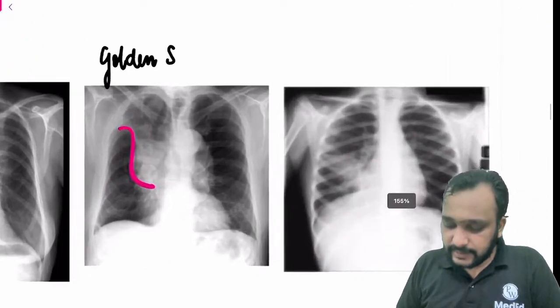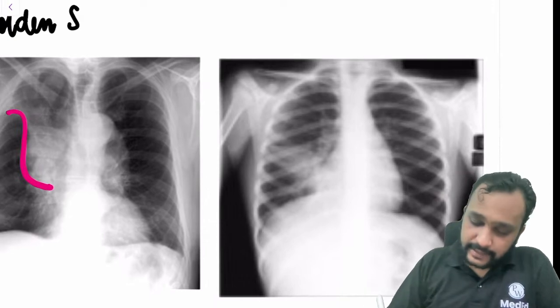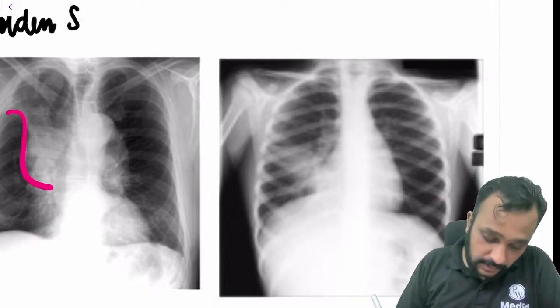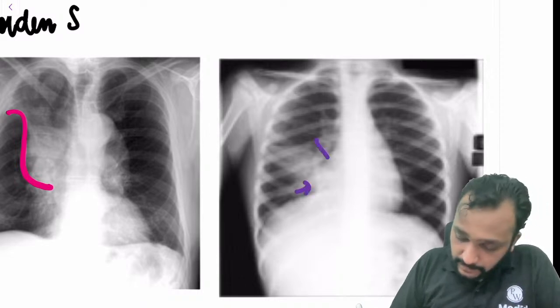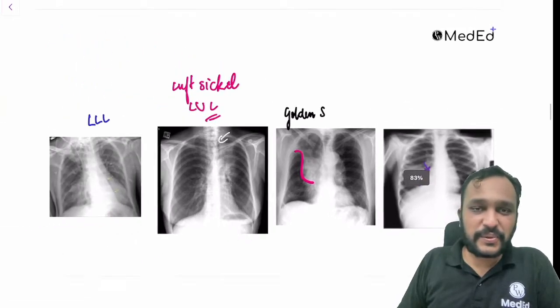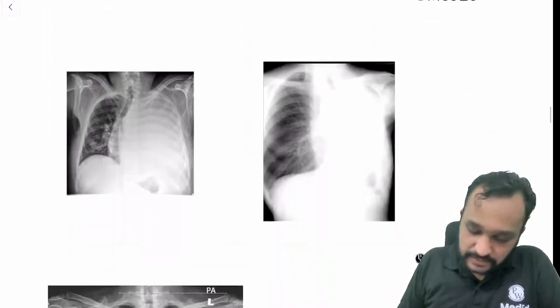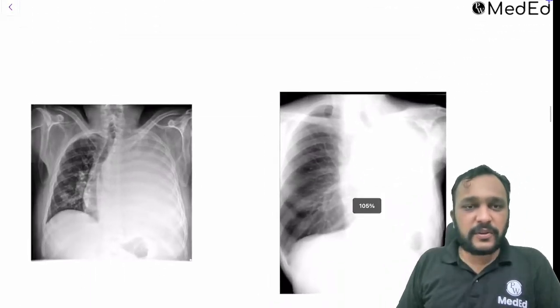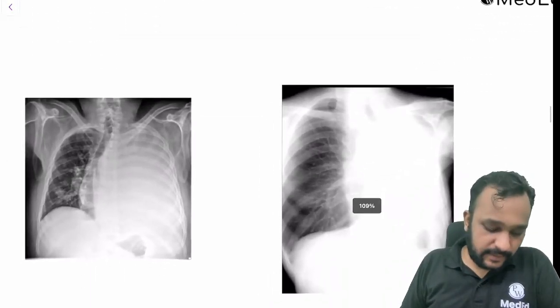And guys, in the last image we can see that there is loss of margins of the right heart border, giving the sign that is known as silhouette sign, right?